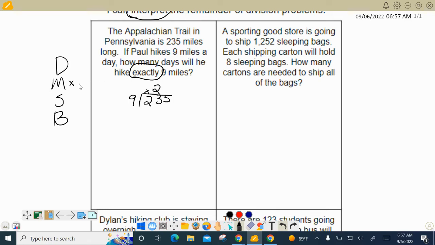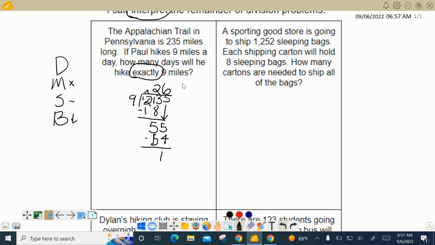Now we're going to multiply. 2 times 9 is 18. Time to subtract. Bring that over. 13 minus 8. 9, 10, 11, 12, 13. That is 5. Time to bring it down. Bring down that other 5. 55. Okay, so I know that 9 times 5 is 45. So that means 9 times 6 is 54. So 9 times 6 is 54. If I subtract, I've got 1 left over.